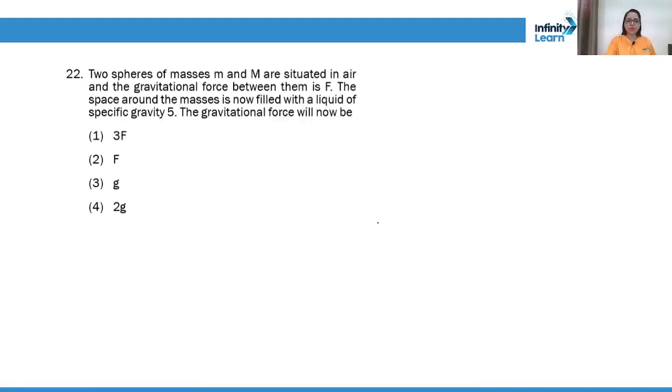Question number 22. Two spheres of mass m and m are situated in air and the gravitational force between them is capital F. The space around the mass is now filled with a liquid of specific gravity phi. The gravitational force will be now. So gravitational force is independent of the medium between the particles, right? So if it is initially F, then finally it will be F only. So correct answer is option 2.